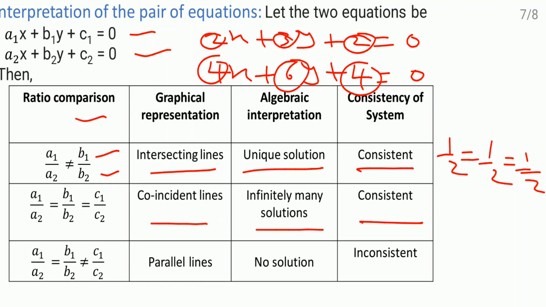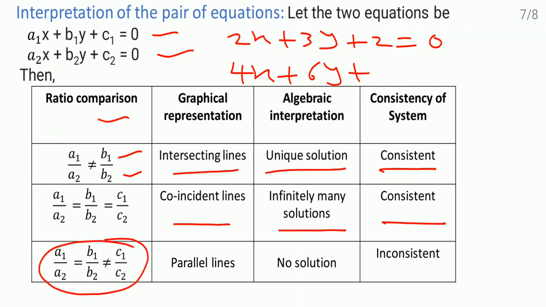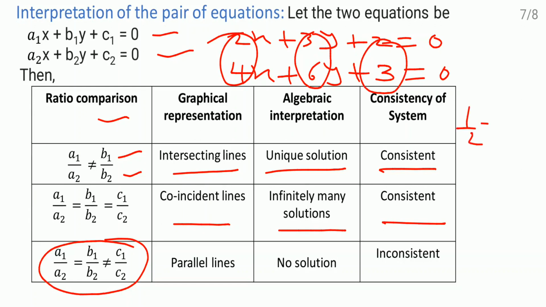Now come to the third one. I'll just remove this one from here. Now the first two ratios are equal, but the third one is not equal. Look at the example: I write 3 equal to 0. The first two ratios are 2 by 4, that means 1 by 2, and 3 by 6 means 1 by 2. And this one is 2 by 3. So all three ratios are not equal here: 1 by 2 equals 1 by 2, which is not equal to 2 by 3.